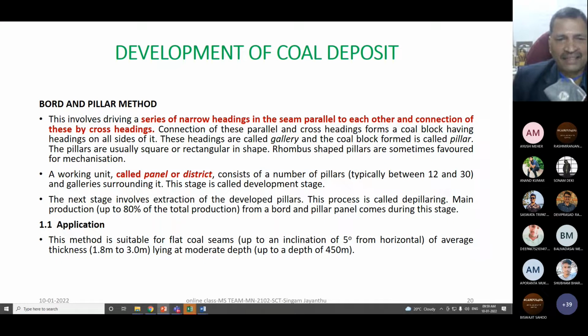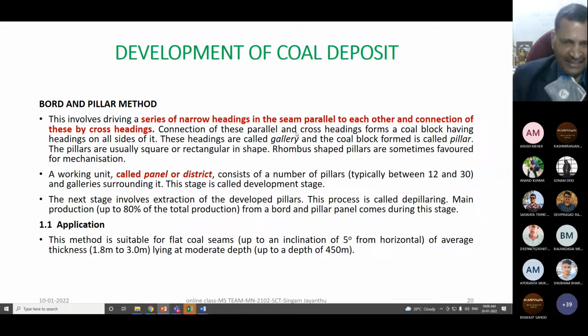Then the connection of these parallel and cross headings forms a coal block having headings on all sides, as you know very well. I have shown you one typical mine plan also, and I will be showing you so many like that, depending on your interest, my beloved students. We will not teach these to those who are not interested, okay? Now, these headings are called galleries, and the coal block formed is called a pillar. That is the reason we call this method board and pillar or gallery and pillar.